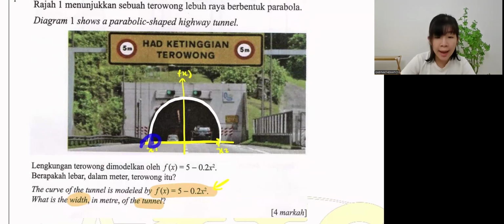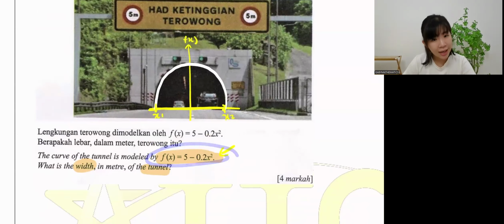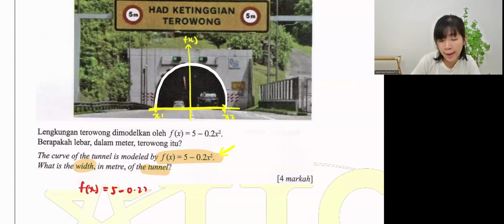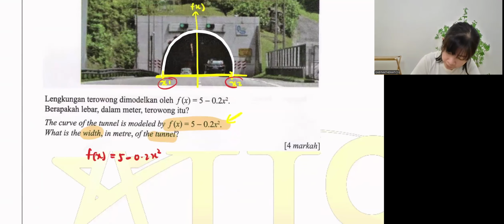So how do we find x1, x2 in a quadratic function? We're going to press the calculator. f(x) = 5 minus 0.2x squared. This is the given function. To find x1, x2, we make it into general form.